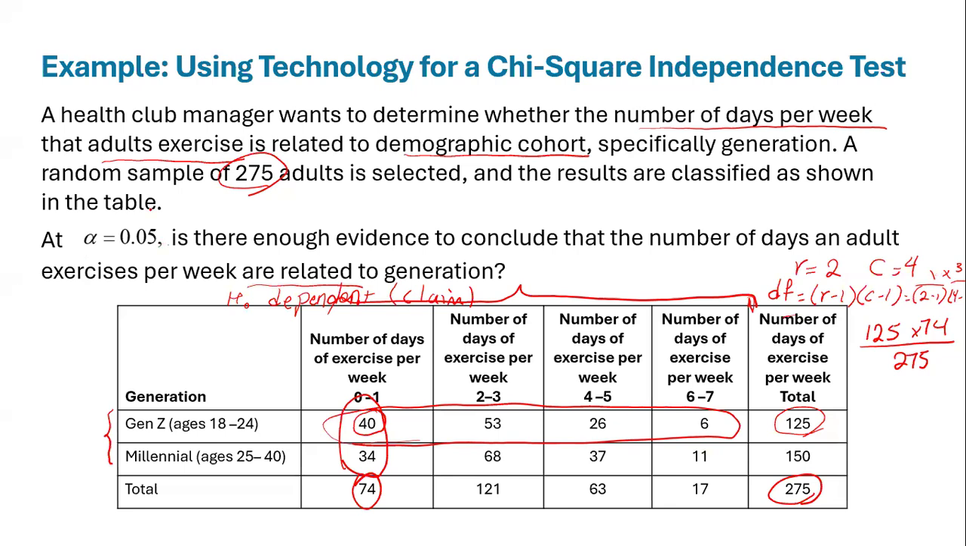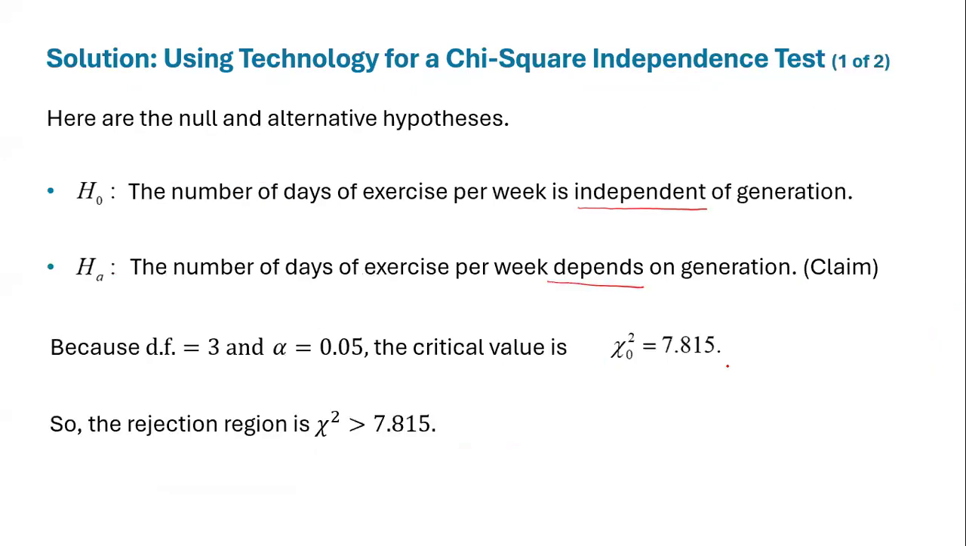Alpha is 5%. You look at the chi-square table and you find the critical value. After finding the critical value, you know the rejection region is always any number that's greater than that.